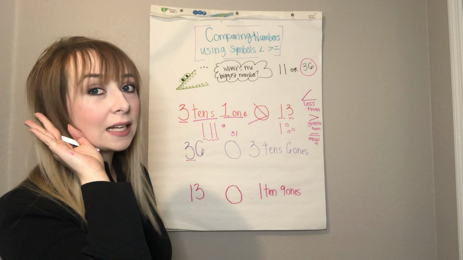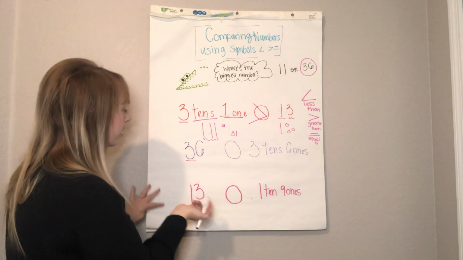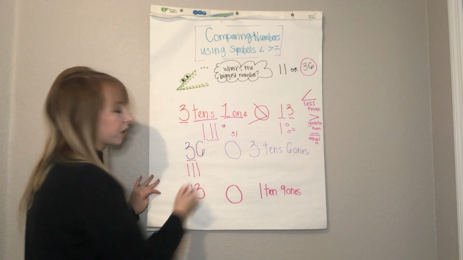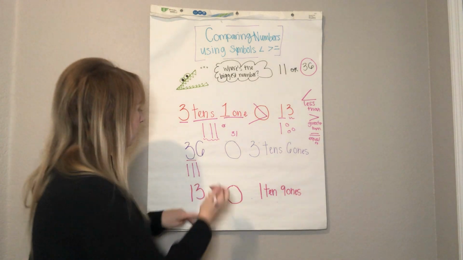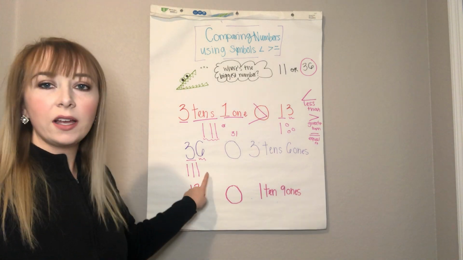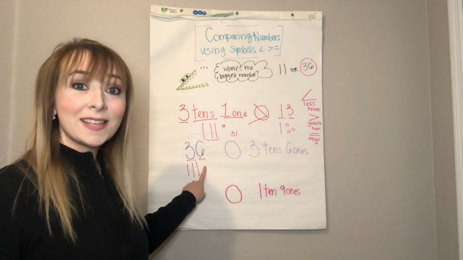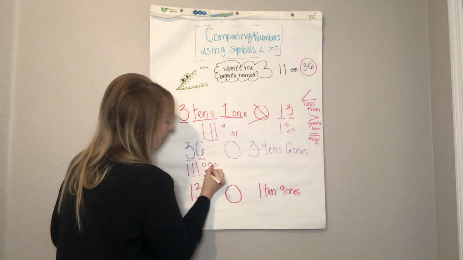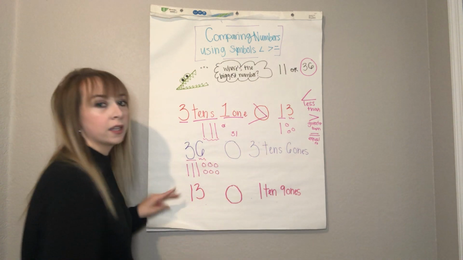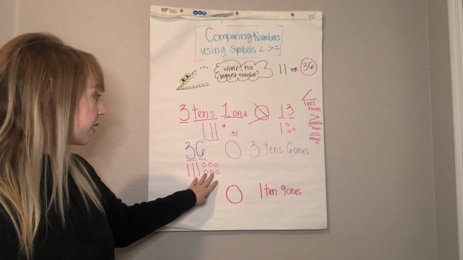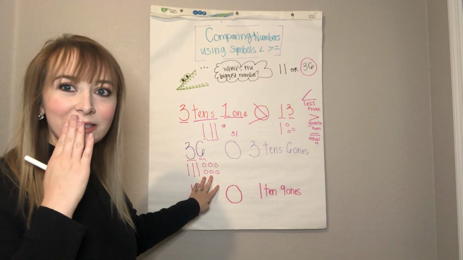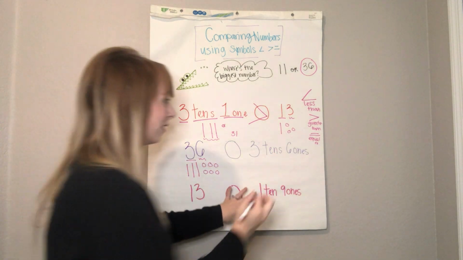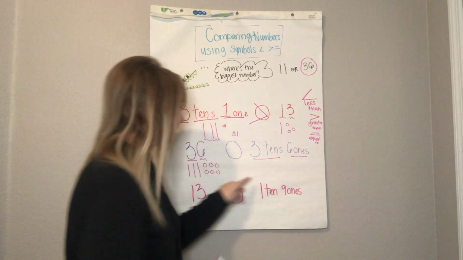How many? Make sure you're telling me how many 10s? 3, count with Mrs. Gordon. 10, 20, 30. How many 1s does Miss Gordon have? I just underlined it. How many 1s? 6, count with Miss Gordon. 1, 2, 3, 4, 5, 6. Okay, I have 3 10s and 6 1s. Well, that's what I have over here. 3 10s and 6 1s.